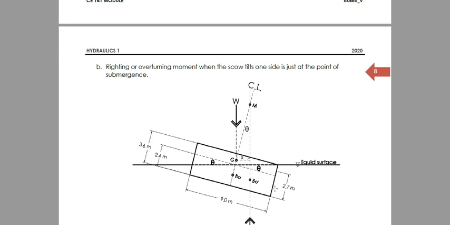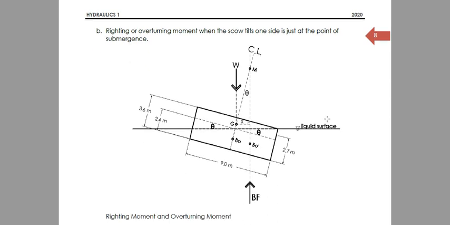So, that's the condition. What would be the righting or overturning moment? It is a righting moment if M is higher than G, and an overturning moment if M is lower than G. So first, we need to identify if M is higher or lower than G.